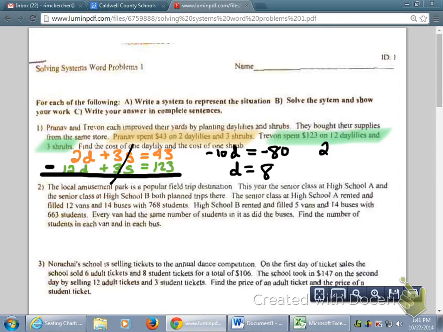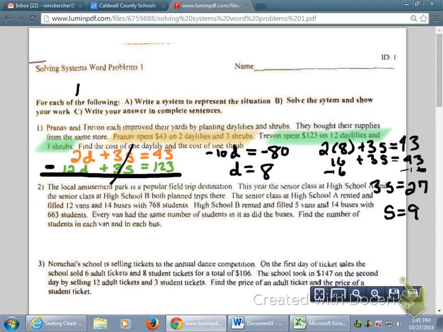We find out that the daylilies must be $8 apiece. Once you know that the daylilies are $8 apiece, you can take that $8, plug it into either one of these equations to find out how much the shrubs cost. And we find out that the shrubs must be $9 each. So of course we write all that out in a complete sentence.